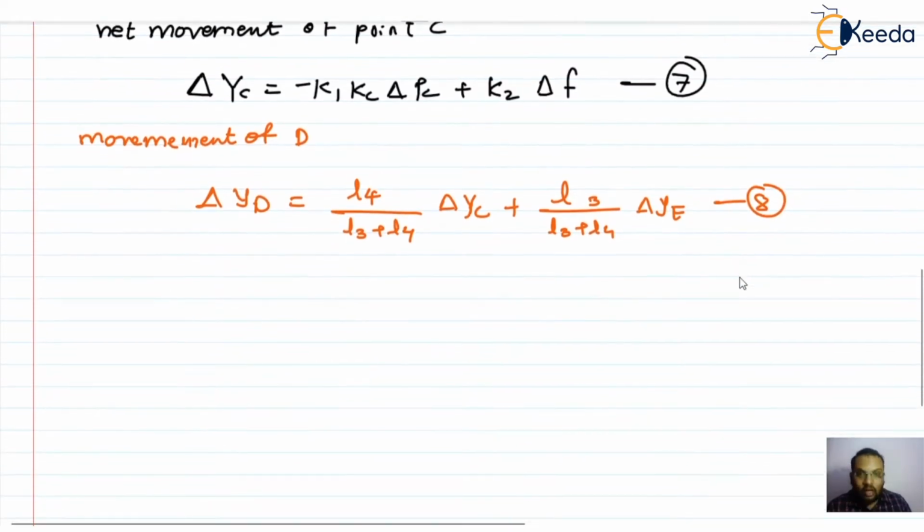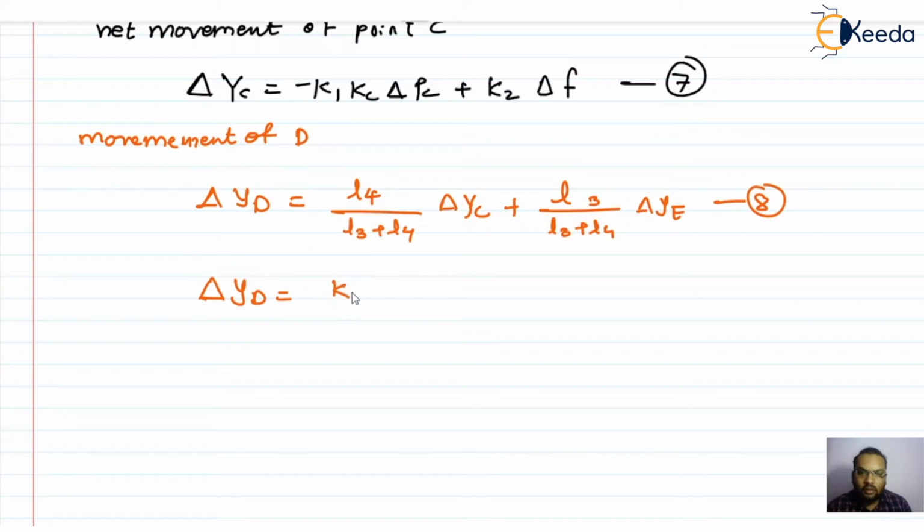Okay, now I can replace these lengths of the linkages with some constants. So let us replace it. So we get delta YD as K3 delta YC plus K4 delta YE. All this as equation number 9.